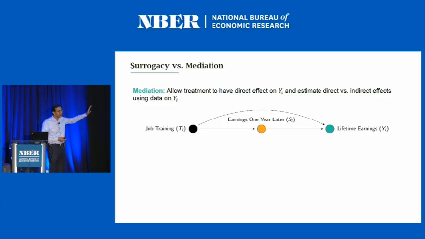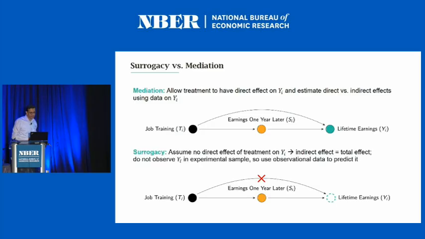There, we're allowing the treatment to have a direct effect on the long-term outcome of interest, right? That's the whole point. We're trying to figure out how much of the overall treatment effect is coming from the direct effect versus the indirect effect. And we observe all three things in our experimental data, and we're trying to do a decomposition of how much is coming from the direct effect versus going through the mediator. In the case of surrogacy, we're essentially assuming, as I just showed a second ago, that there is no direct effect.